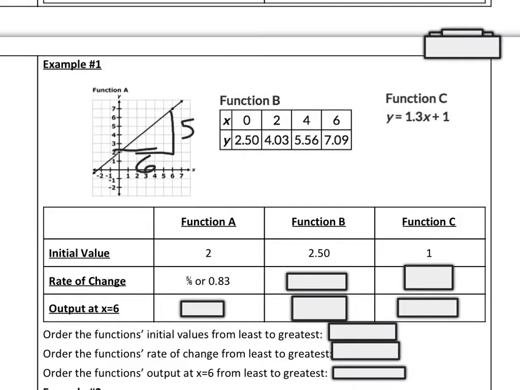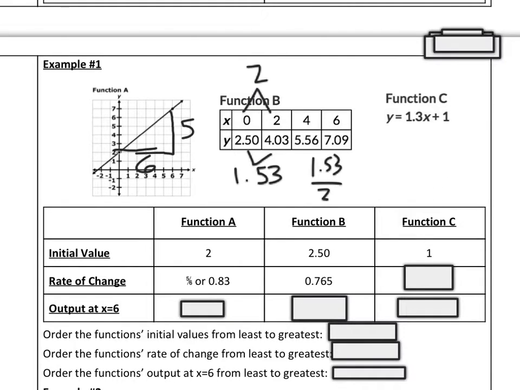Looking at function B, our table, we want to find the difference between any of these output y values. I'll just pick these first two, and if we subtract 4.03 minus 2.50, we're going to get 1.53, and then the difference between those inputs, 0 and 2, is 2. So if we divide those, 1.53 divided by 2, that's going to give us 0.765.